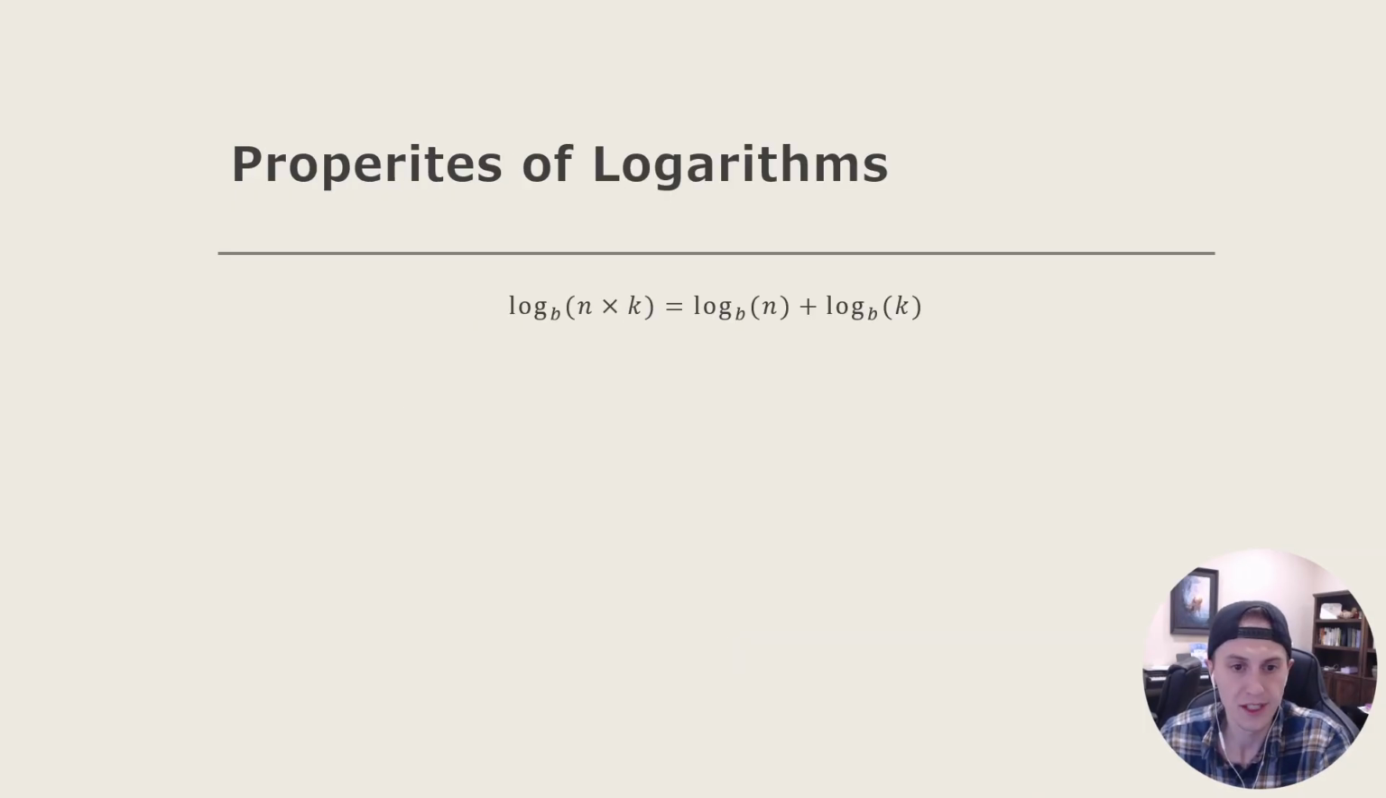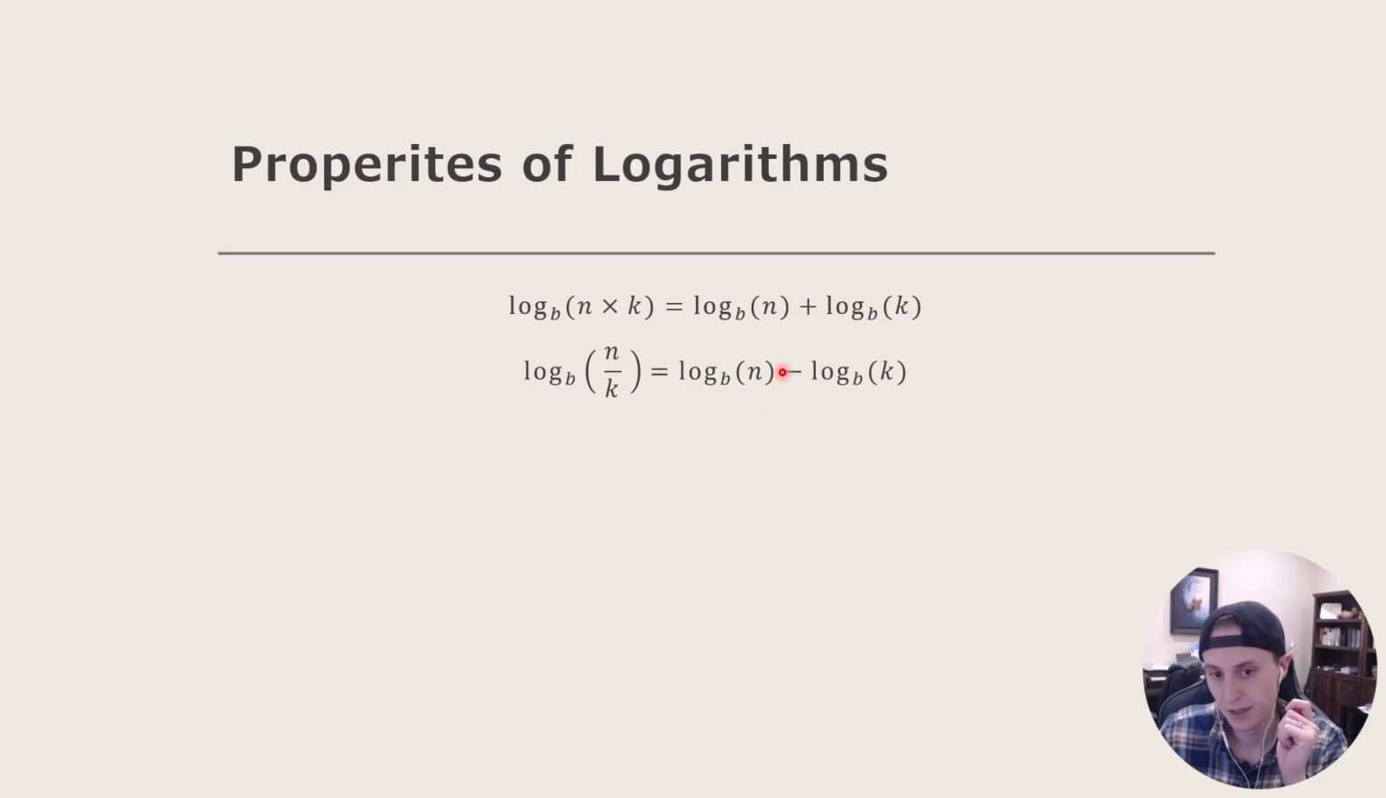So let's talk about some properties of logarithms, aka doing operations with logarithms: multiplication, division, plus, minus, whatever. If we have the log base b of n times k, that equals log base b of n plus the log base b of k. So you can split n and k and just add them together. Again, multiplication becomes adding. The next one, division: log base b of n divided by k equals the log base b of n minus the log base b of k. So multiplication becomes addition. Division becomes subtraction.